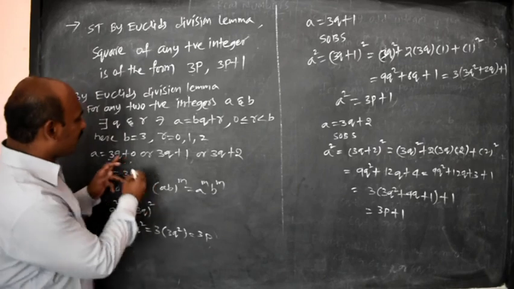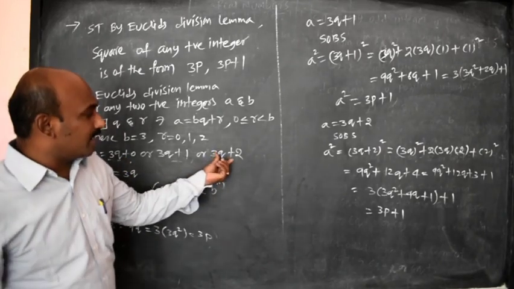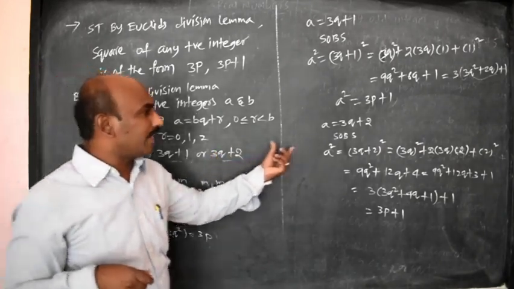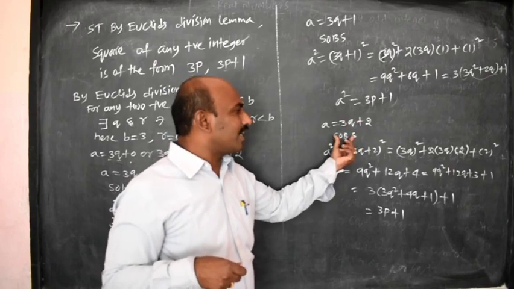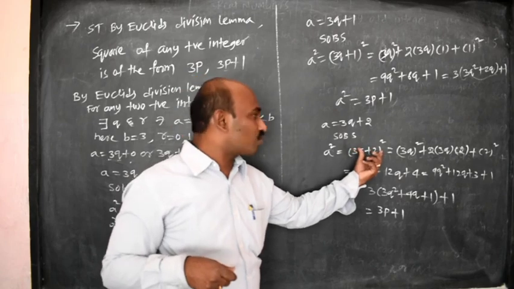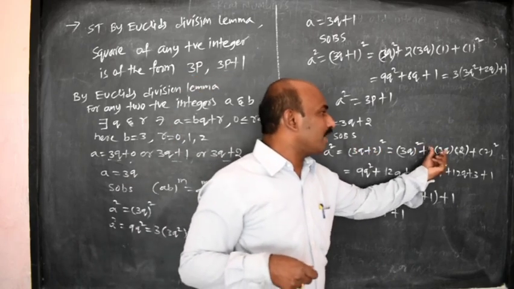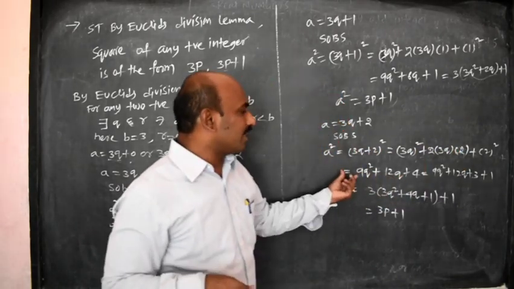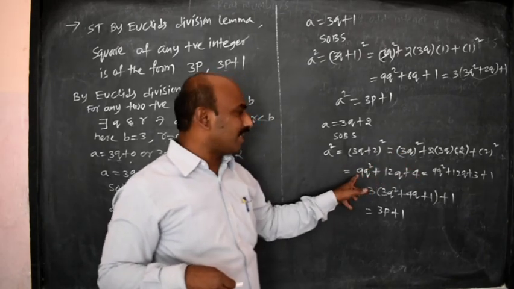But here we are having 3 numbers. 3q plus 2, that number also we need to square. a equal to 3q plus 2, squaring on both sides, then we will get a square equal to, this is again (a plus b) whole square, a square plus 2ab plus b square. Here we can write (3q) whole square is nothing but 9q square.